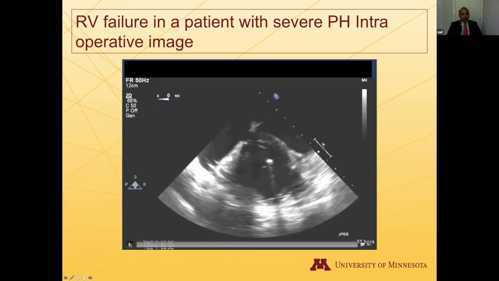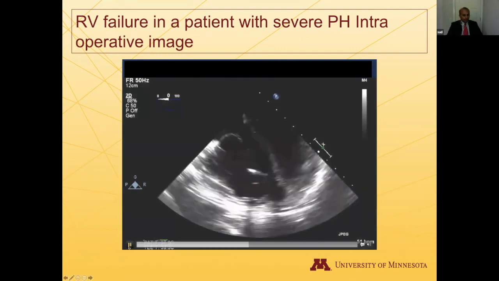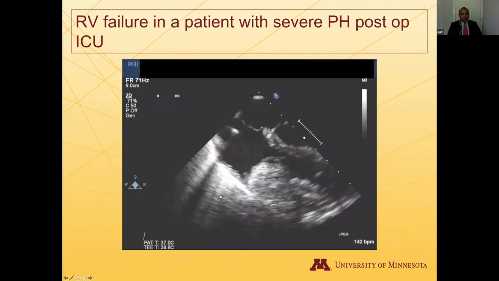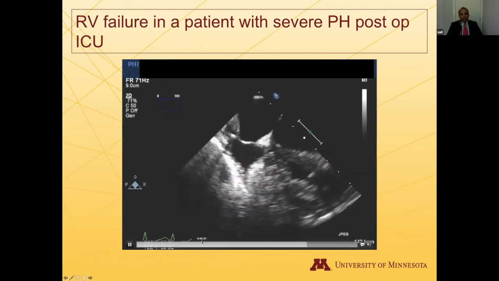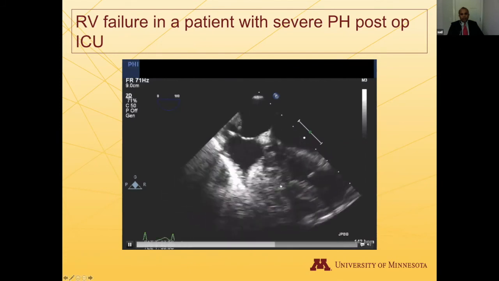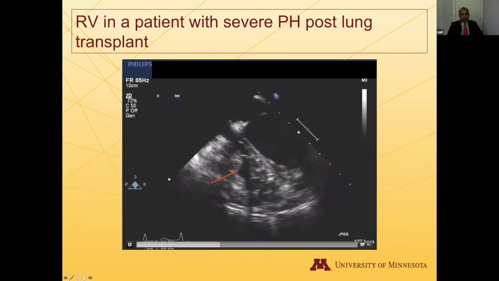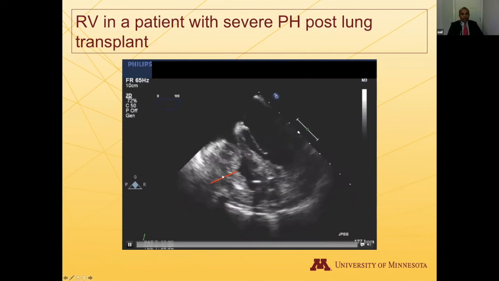This is another patient with severe pulmonary hypertension, and this is an intraoperative echo. As you can see, this is the RV, it's thick. Anything more than 5 millimeters is considered a thick RV. Once the lungs were transplanted, the pressure against which the RV was working came down, and you can see the RV thickness is exaggerated, and that's just trying to measure the RV thickness. Each of these dots here is a centimeter, so this is about 3.5 centimeters. Clearly a very thick RV.